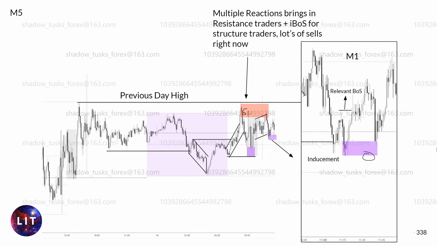Well, structure's now shifted to the downside. So this is not only where resistance traders are going to be selling from, it's also where structural traders are going to be selling from. So we've got lots of structure traders and resistance traders selling from here now. That just means that we're not going to be looking for sells at all right here.